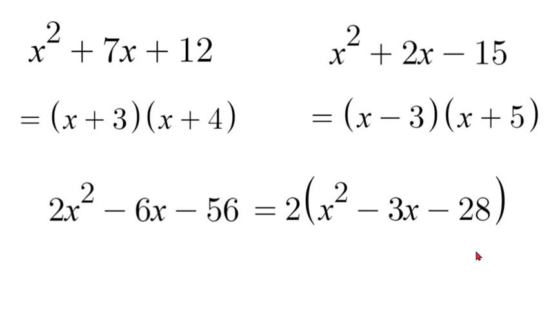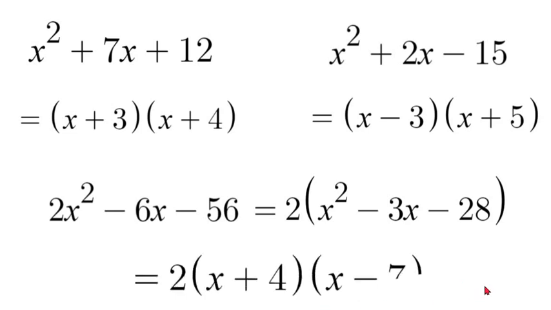Now we just do the same thing we did on the two others. Factors of 28 would be 7 and 4. And in this case, we needed to add up to a negative 3. So we would want the 7 value to be negative. So we'd have a negative 7 and a positive 4. So we would write that out. We'd have 2 times x plus 4 times x minus 7.